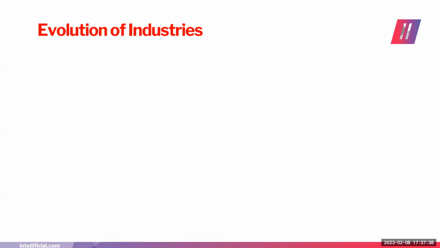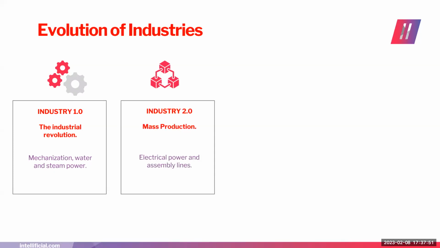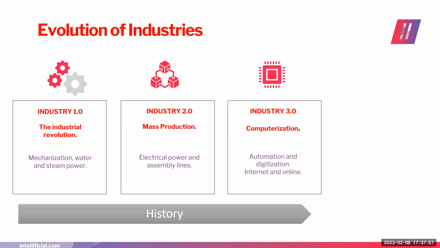Okay. Let's try to understand the evolution of industries. We have industry 1.0, the industrial revolution, industry 2.0, the mass production, and industry 3.0, the computerization. It is all the history until today. Industry 1.0 is the period between the late 18th century and early 19th century, where there was a major shift from manual production to machine-based manufacturing. For example, in the cotton textile industry, hand spinning and weaving were replaced by power looms, the machinery. Power looms, not electrical, sorry for that.